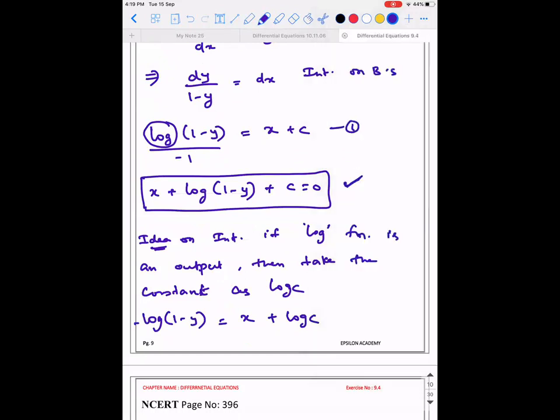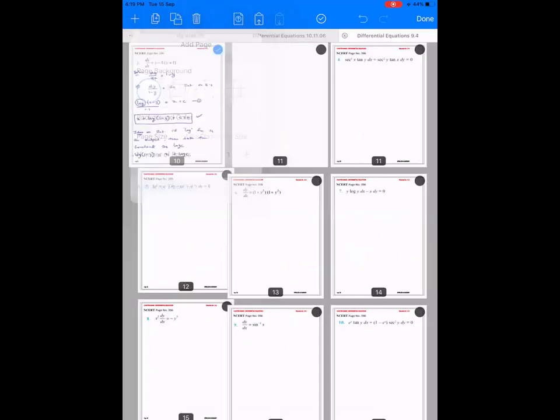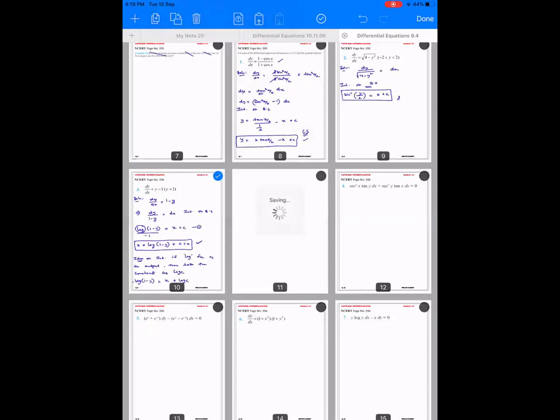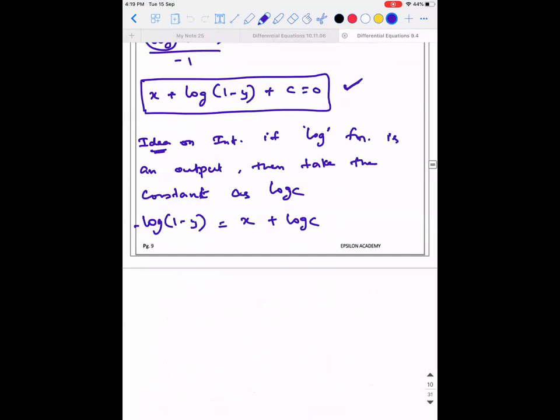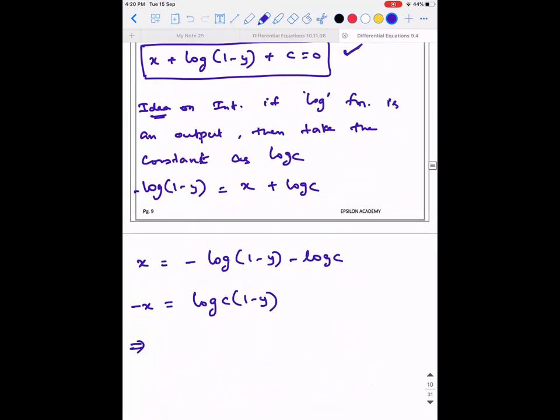Can I write it like this? Are you guys able to understand this? So x will be equal to minus log of 1 minus y minus log c. Accepted? So can I write it as minus x is equal to log of c into 1 minus y? Correct? Which implies c into 1 minus y will be equal to e power minus x.